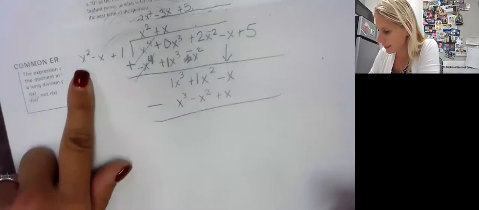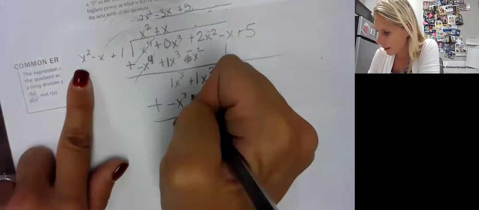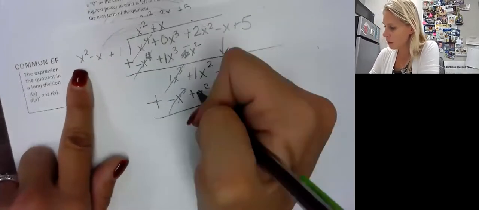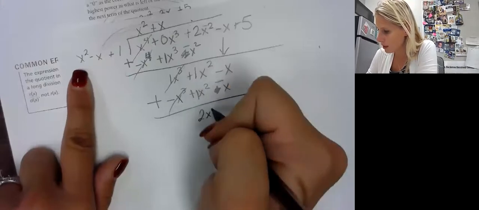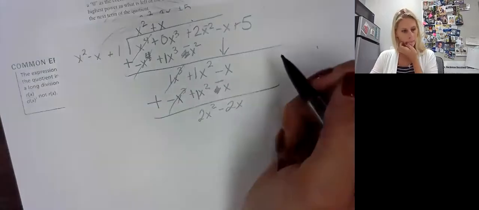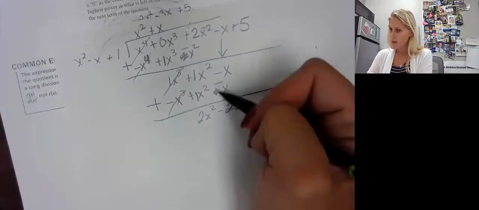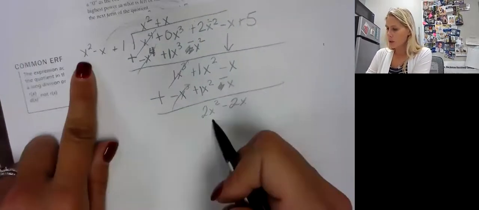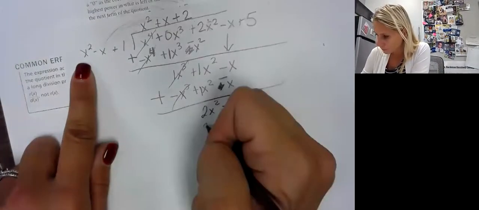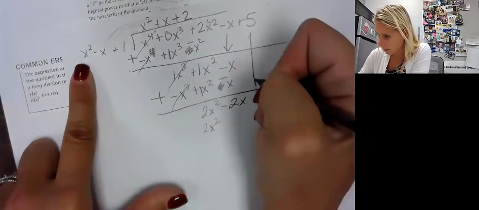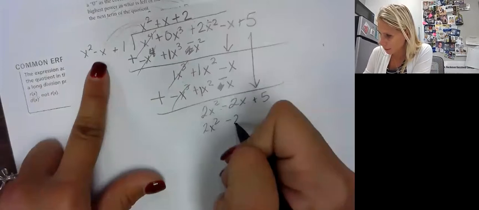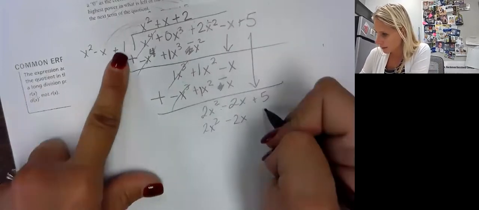Subtract. Instead, I'm going to add the opposites. These cancel. Remember, this is 1 and 1, so that's 2x squared minus 2x. Okay, so be careful right there. What do you multiply x squared by to get to 2x squared? Well, we multiply that by 2. Forgot to bring down. 2 times negative x is negative 2x. 2 times 1 is 2.